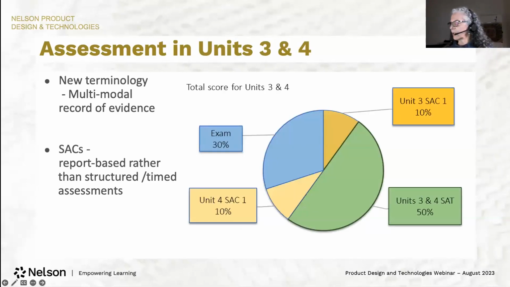And the next slide, Jill, shows the breakdown of scores. So we have the SAT being 50% of the score, which is the same as the current study, broken into 3 different areas of study. And each SAC being worth 10%, you'll see them in the yellow, and the exam being 30%. So it's just different in the way the SACs are spread out.